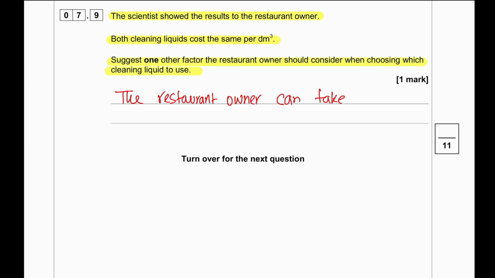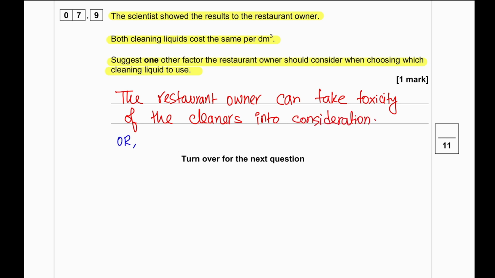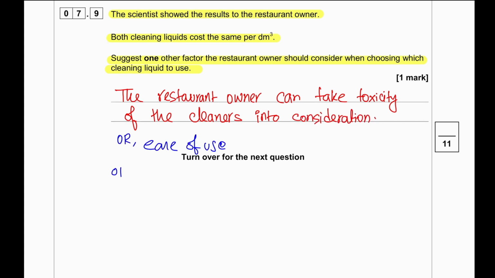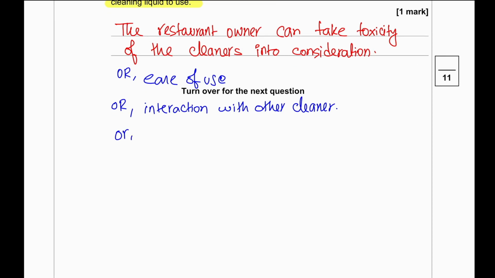Another thing the restaurant owner can take into account is the toxicity of that particular cleaning liquid. The one that is less toxic is a better choice. The restaurant owner can also take into account the time that the cleaning liquid is effective for after the cleaning has been done.